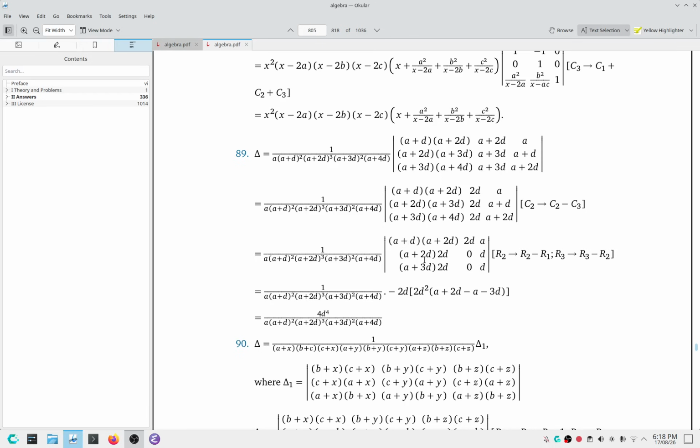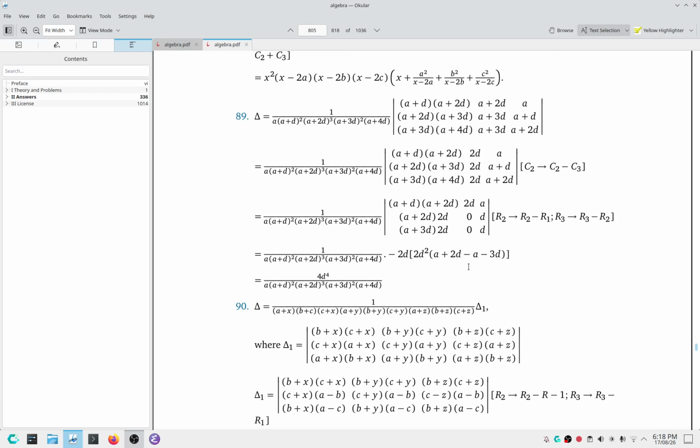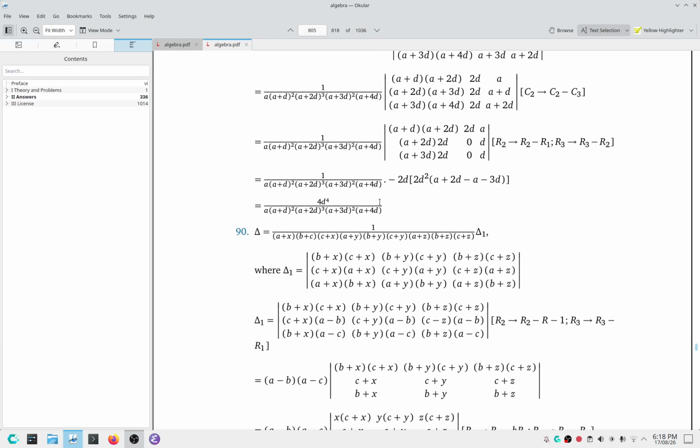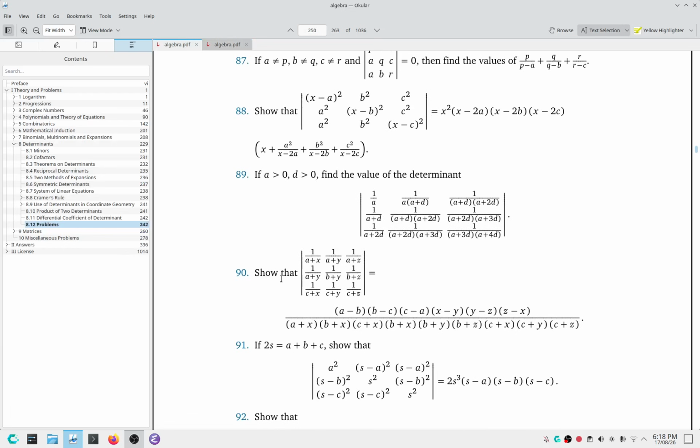Okay, these two. Okay, fine. A plus 2d minus a minus 3d. Yeah, that's good. So once we have that, if we solve this, we get 4d to the power 4, and the denominator remains the same. Right. Now we move on to question 90.